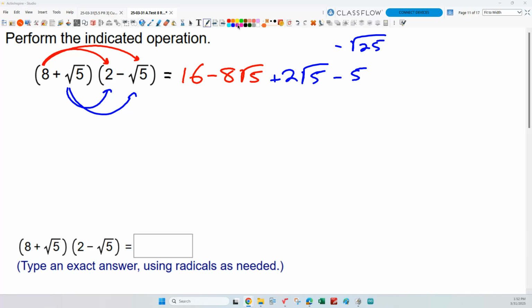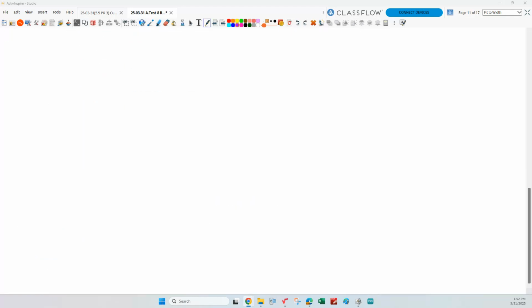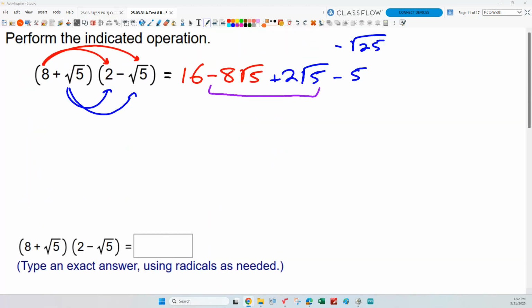Let's look at this sum right here. Negative 8 times the square root of 5 plus 2 times the square root of 5. Negative 6 times the square root of 5. The square root doesn't change, right? How come? Think about this with variables. This would be really simple with variables. What if I had negative 8x plus 2x? What's your answer?